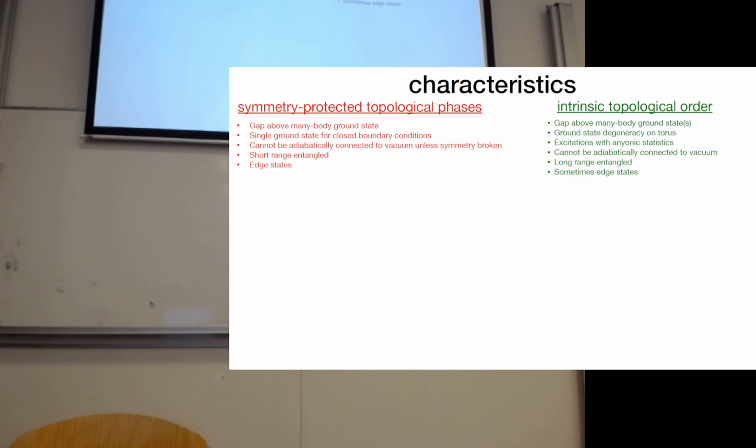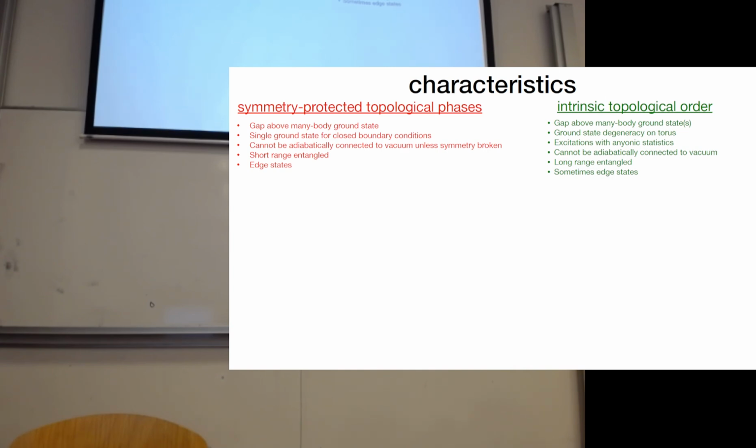For intrinsic topological order, you cannot connect this ground state adiabatically to vacuum. That means that you have to go through a phase transition and gap closing. For the symmetry-protected topological phases, the word symmetry protection refers to the fact that as long as you keep the symmetry, the same is true. You cannot go from this topological phase to the non-topological phase without closing a gap. But if you break the symmetry, there are trajectories in parameter space where you can do so adiabatically without closing a gap.